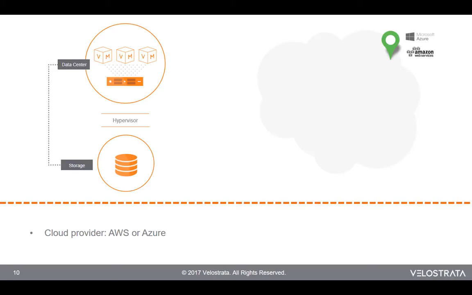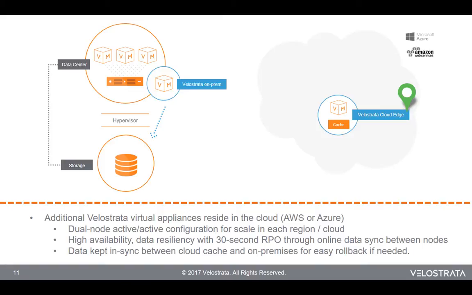To the right, we've got the cloud. In our case, we support the 2 biggest public clouds, Amazon Web Services, also referred to as AWS, and Microsoft Azure. Here in your cloud, you'll install another virtual appliance, the Velostrata Cloud Edge.